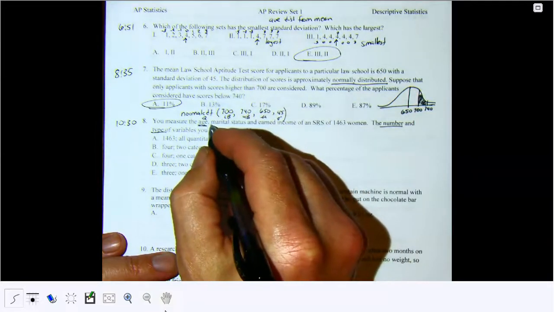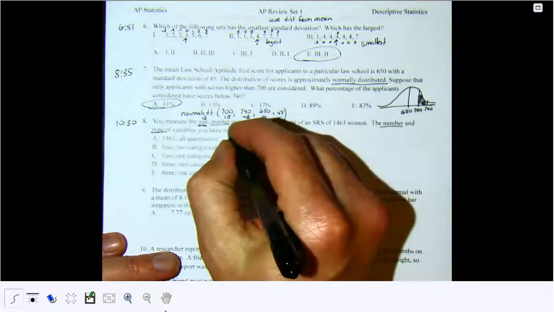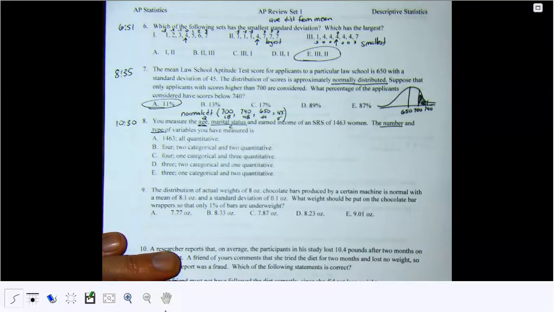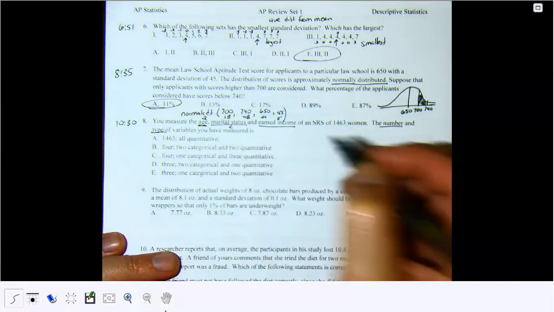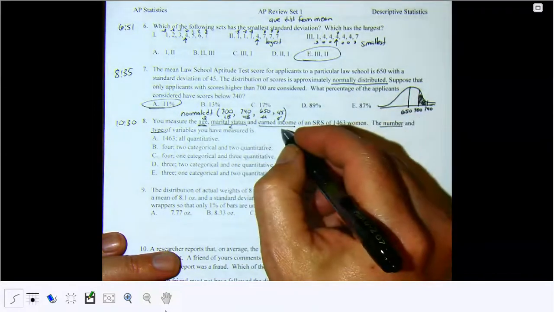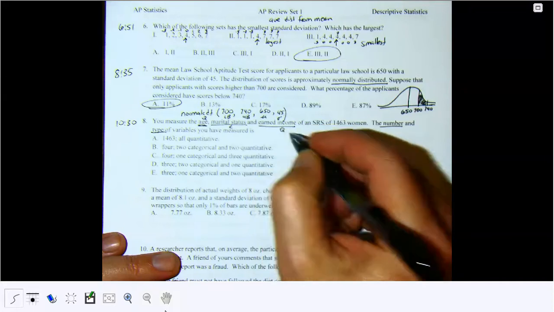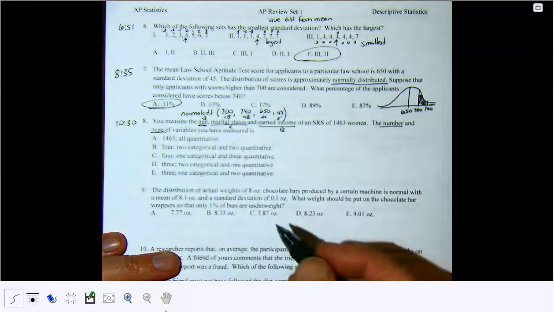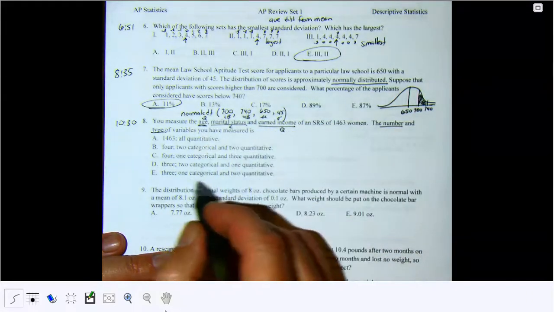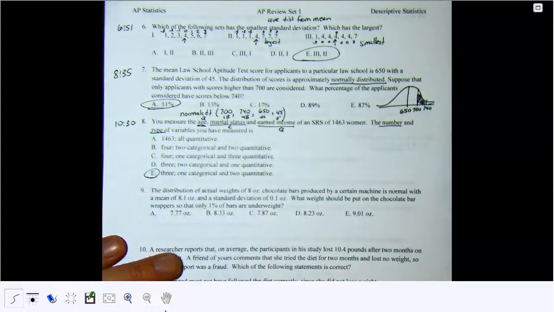Marital status: married, single, other ones, who knows? So that means it's going to be categorical. And lastly, earned income is the other variable. Again, we're going to measure the amount in dollars, so that's going to be quantitative. So that means 2 are quantitative and 1 is categorical. So 2 quantitative, 1 categorical. E is going to be our answer. Okay. All right, number 9, checking in at 11:32.